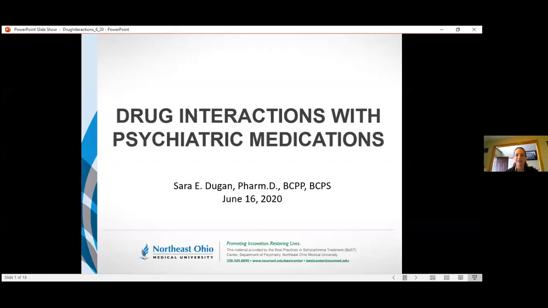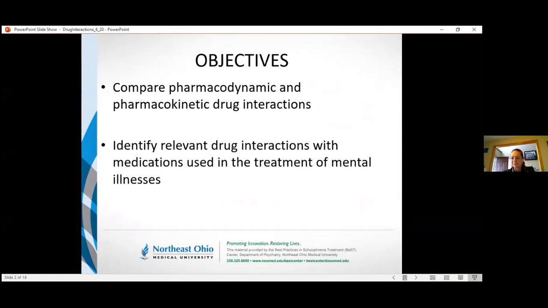The curriculum, and it's drug interactions. So looking at drug interactions with psychiatric medications, some to avoid and then others just to keep in mind. We're doing this from a high-level perspective, so this is not all-inclusive. We are going to compare pharmacodynamic and pharmacokinetic drug interactions, talk about some of the considerations for each, and then identify some of the relevant ones really just to keep in mind as you're caring for your patients moving forward.